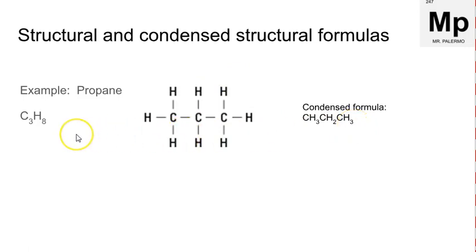And we have the molecular formula, which just indicates how many carbons and how many hydrogens we have, but it doesn't tell us the orientation for them. So these are all different ways to represent propane.